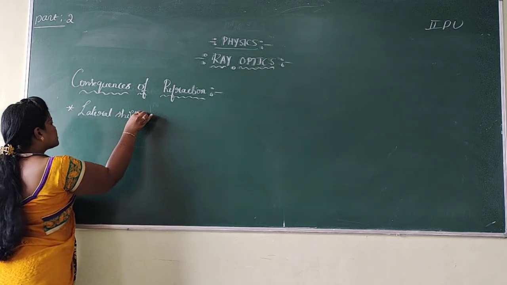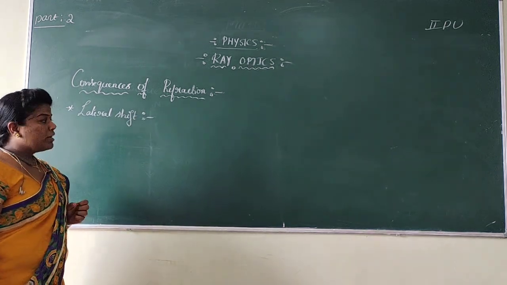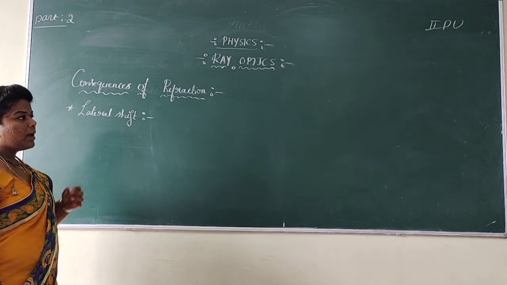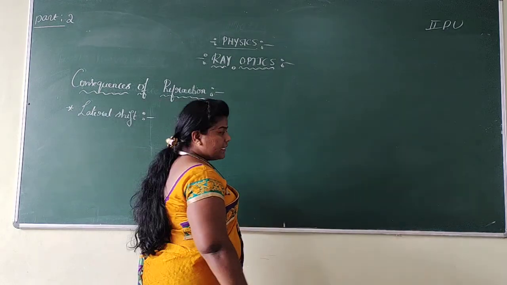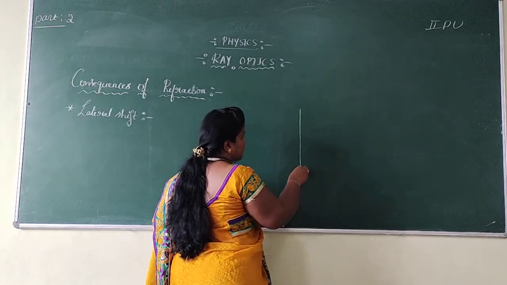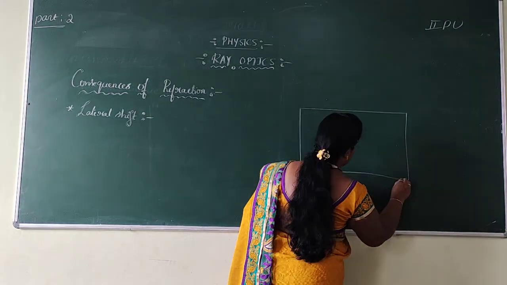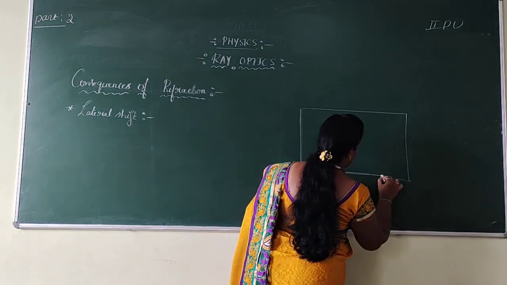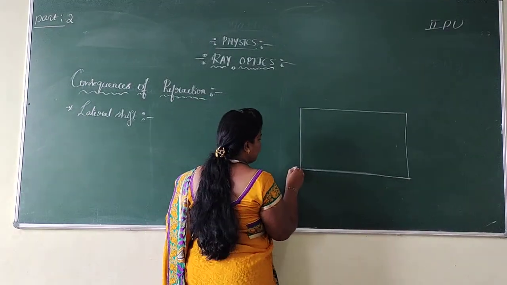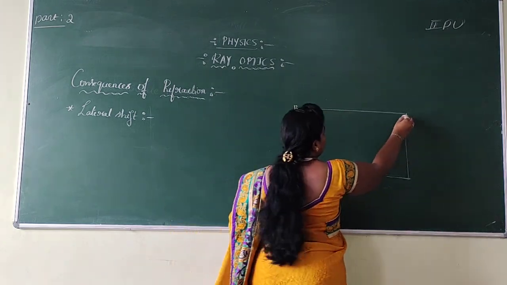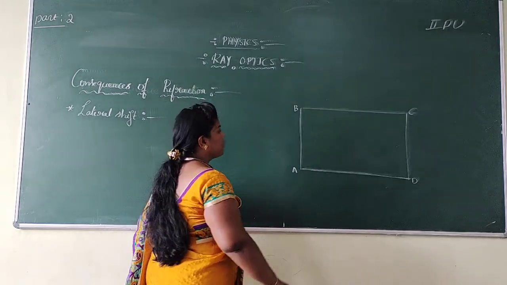We can discuss the normal shift also, but first let us discuss the lateral shift in the case of a glass slab, a parallel sided rectangular glass slab. You might have studied the same in 10th class also. For my discussion, I am going to draw a rectangular glass slab. So this is my rectangular glass slab, which is glass. Let us name this glass slab A, B, C, D.